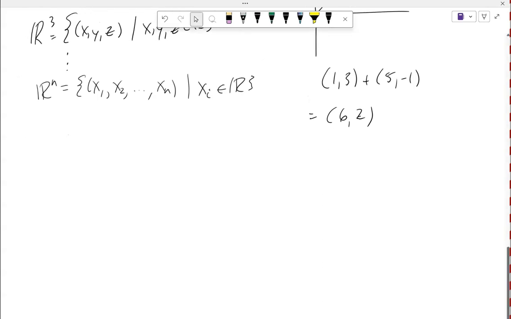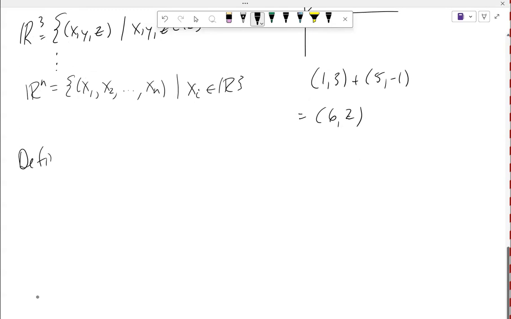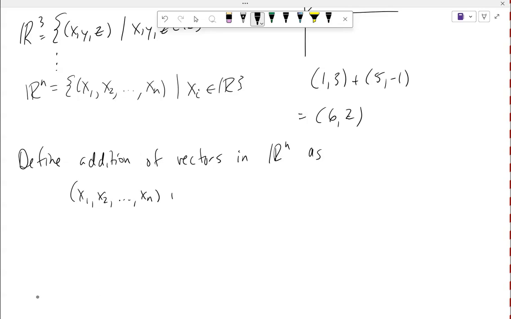Yeah. So we define addition of vectors in Rn in the same way. If I have x1, x2 out to xn, and want to add y1, y2 out to yn, I just do this component-wise.